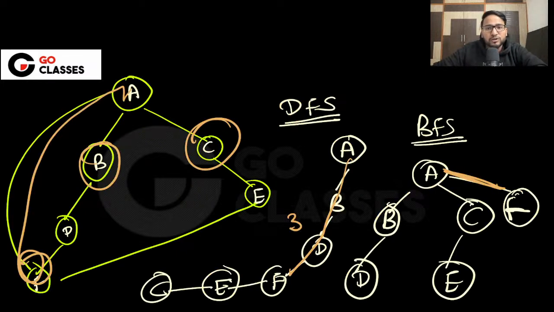Does DFS also work as a shortest path algorithm? No, right? DFS may pick this B, and then if you explore using this B, it will be a disaster. I mean, you will not have the shortest path, because the shortest is direct.